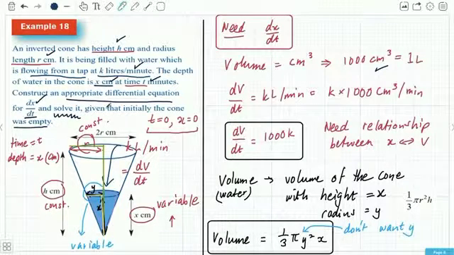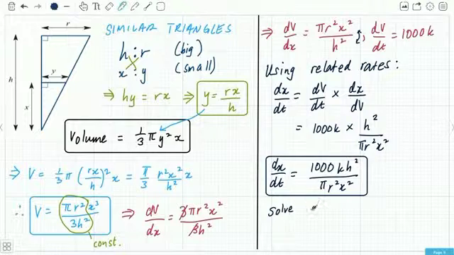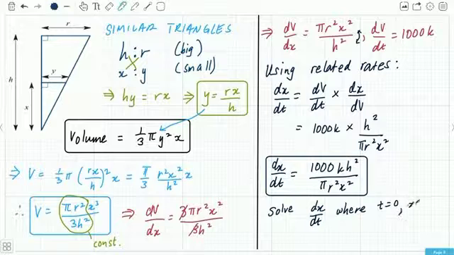We now need to solve it, and that's given that initially the cone was empty. Now what I've just written under here is what that means. Initially refers to when the time is 0. So initially when the time is 0, there is no water in this tank, so the water is non-existent, which means the height of the water, x, will be 0. So initially the cone is empty means that we have an initial condition when t equals 0, x equals 0, and that will help us to solve dx/dt. So our job now is to solve dx/dt where t equals 0, x equals 0.